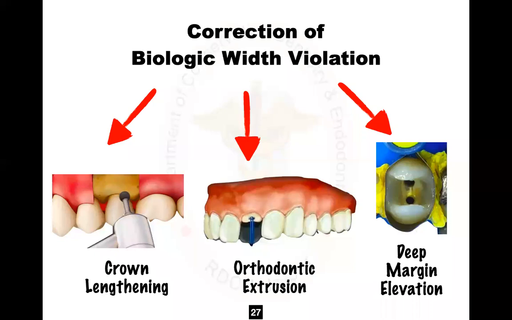3 important correction methods. The first one is crown lengthening. Please write down the names. The second one is orthodontic extrusion. And lastly, deep margin elevation.